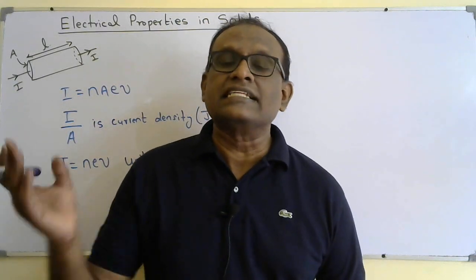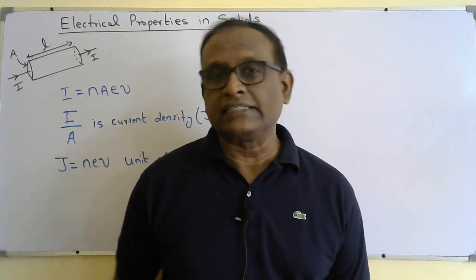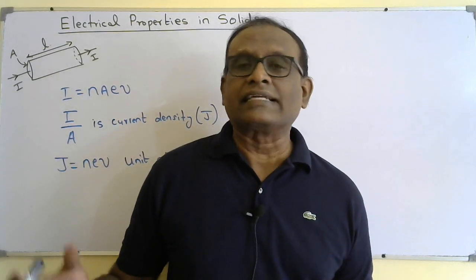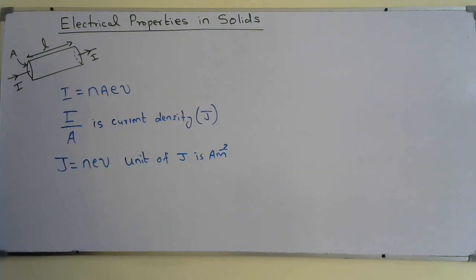Okay, so when there is current flow, there should be an external electric field, or there should be an electric field inside the material. That means we need to apply a power supply. We should connect the material to a power supply. When there is a power supply, it will create an electric field inside. So there should be an electric field inside that causes the current flow.